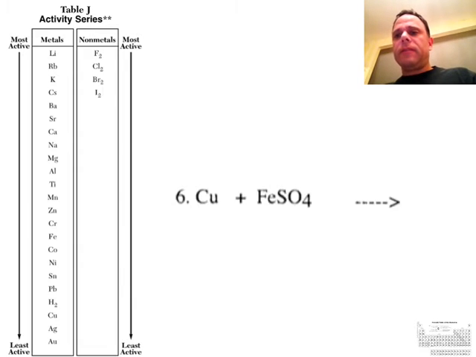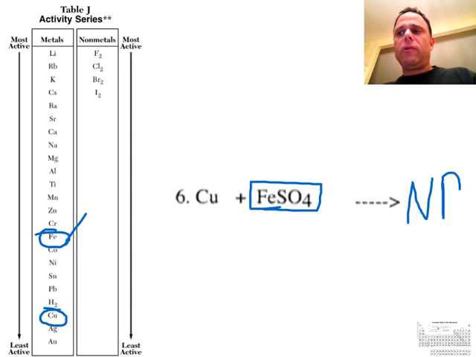Alright, now let's inspect. Here we have copper, which is a metal. There's iron. That's sulfate. It's a polyatomic ion right here. Will the copper take the place of the iron? Copper is right here. Iron is right here. Which one is more reactive? Iron is more reactive, and it is already part of the compound. So here we will have no reaction. Bye now.